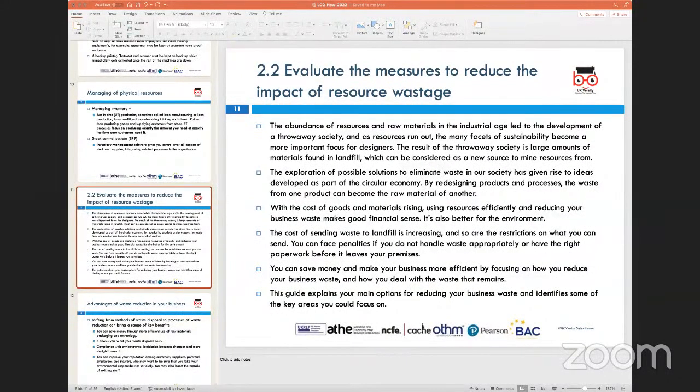Now, when we look at the concept of wastage from a business or from an organization point of view, it can have significant impacts on a business or the operations of a business. And in this case, when we look at waste, even on our environment.